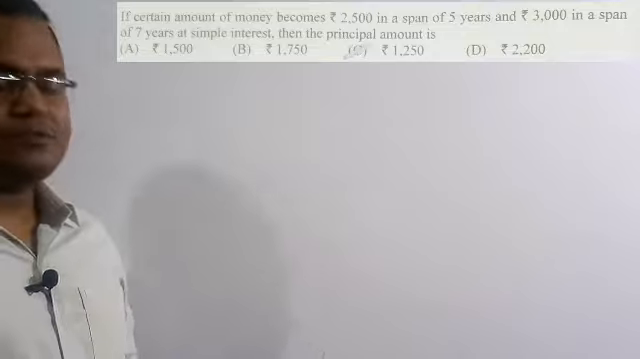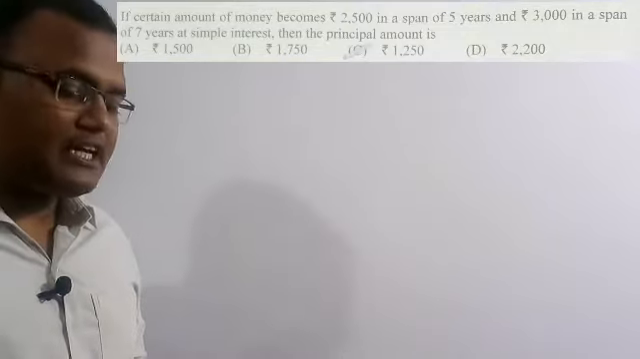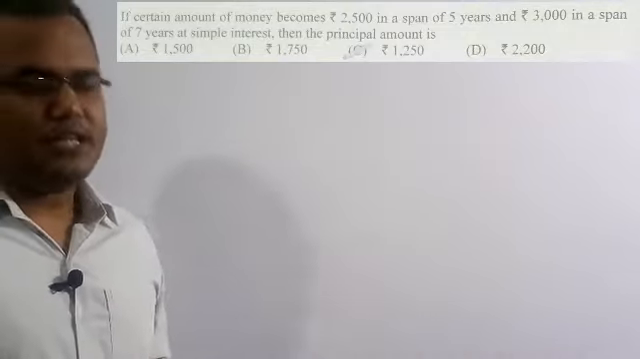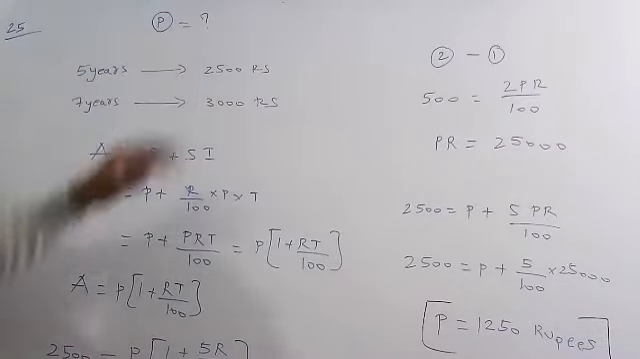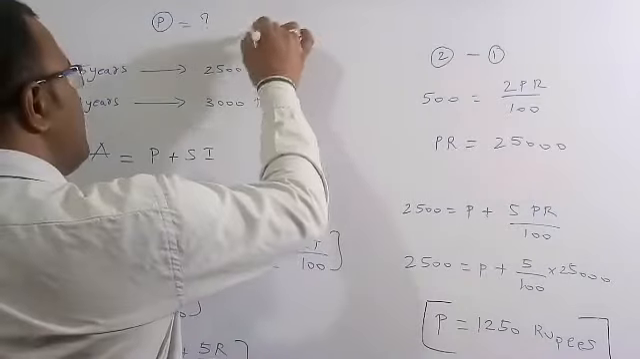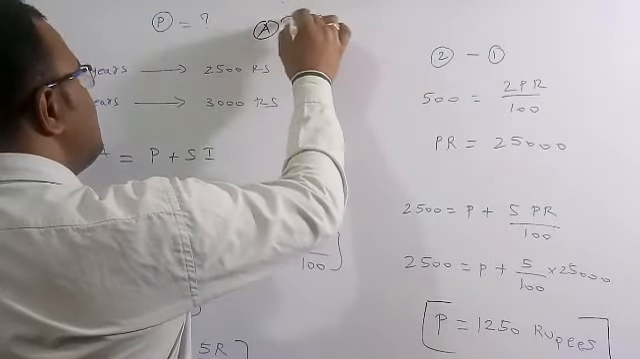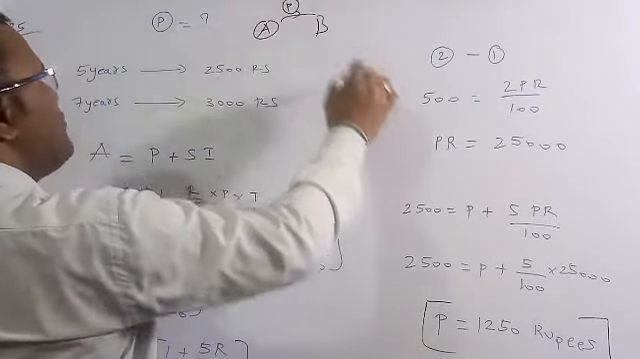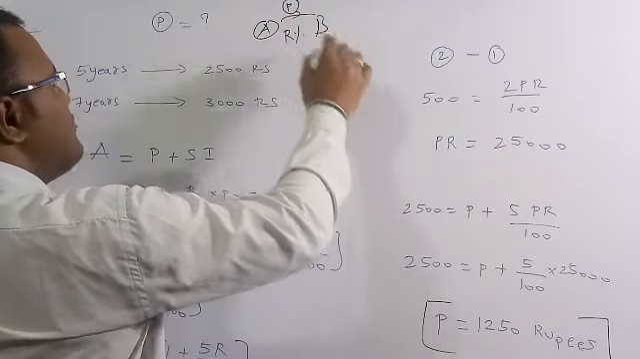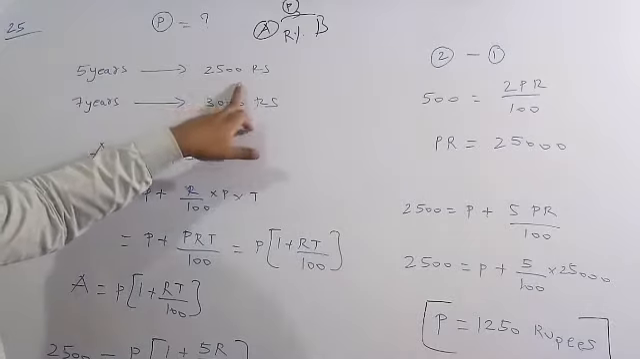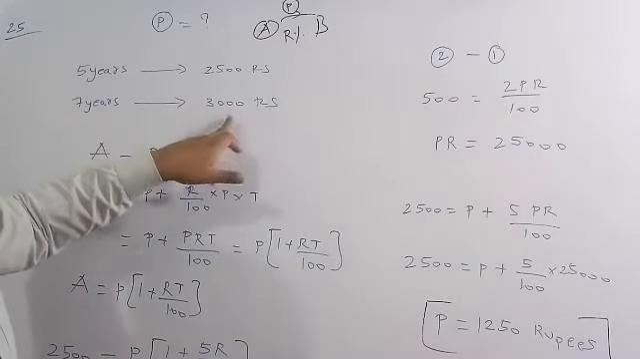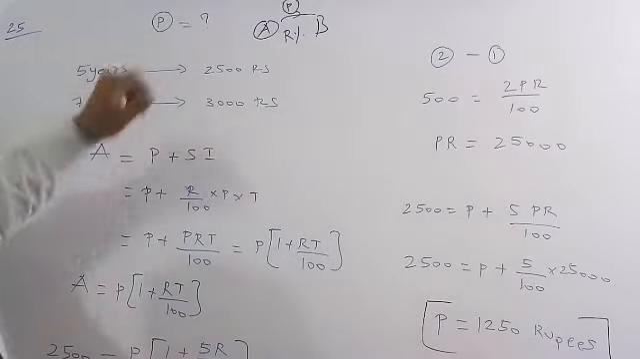So out of the 4 options, option C, which is 1250, is the correct solution of this question. So let's solve this numerical. The initial amount, the principal amount, is P. Suppose person A gives person B P amount of money at R% annually. For 5 years he receives 2500 rupees, and for 7 years he receives 3000 rupees. We need to find the principal amount.